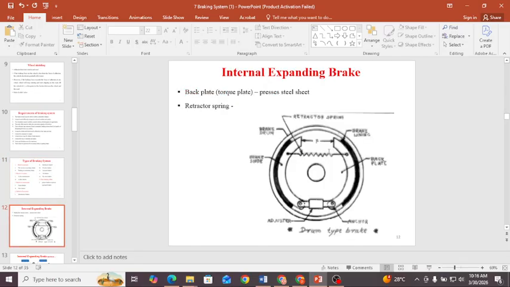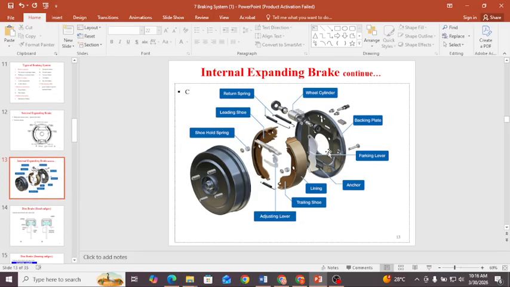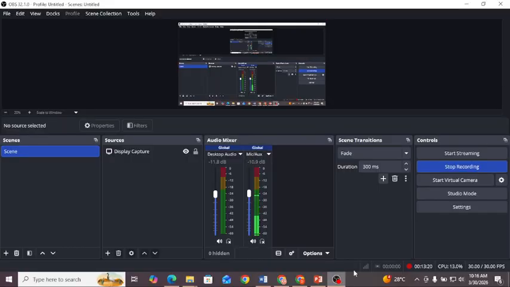Then internal expanding brakes. For this internal expanding brake, there are different parts that are used for mechanical brakes. So today was about the internal parts of the braking system, the introduction, and so on. Thank you.